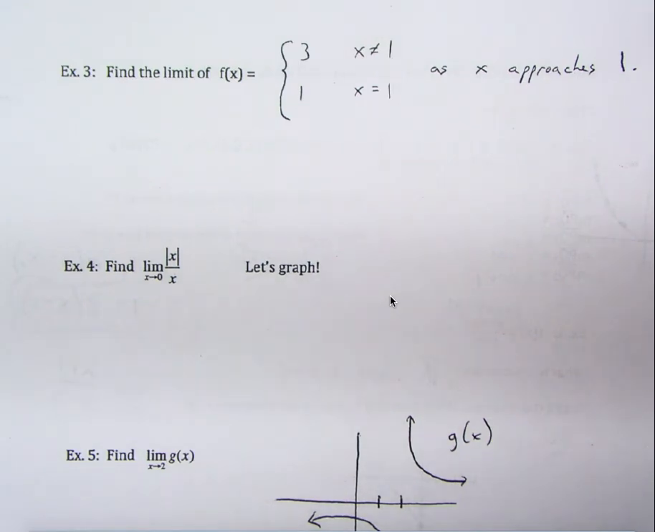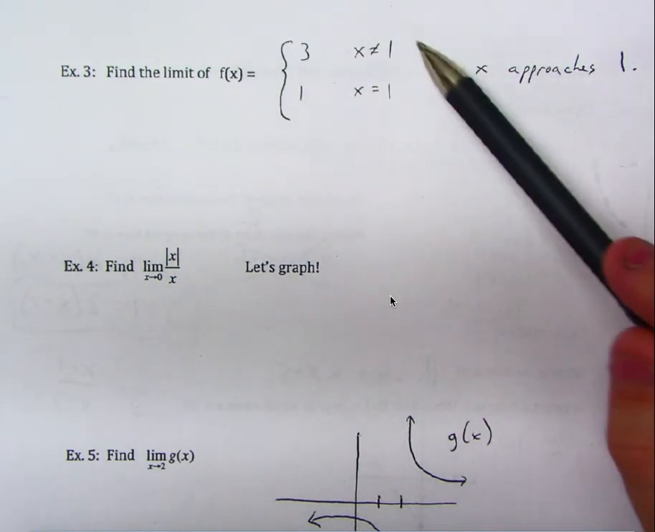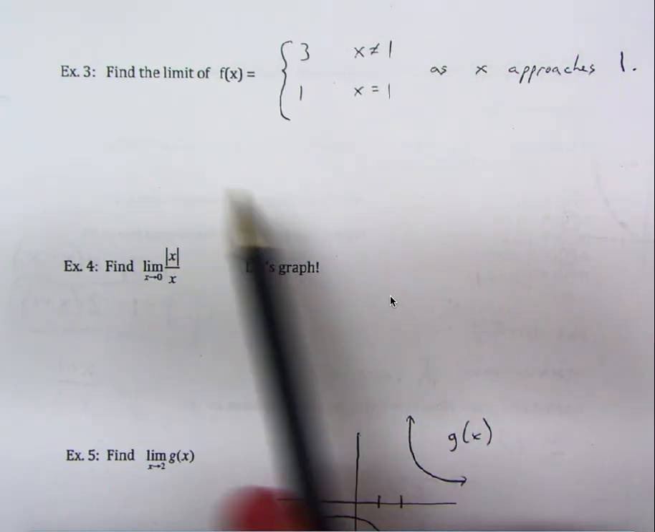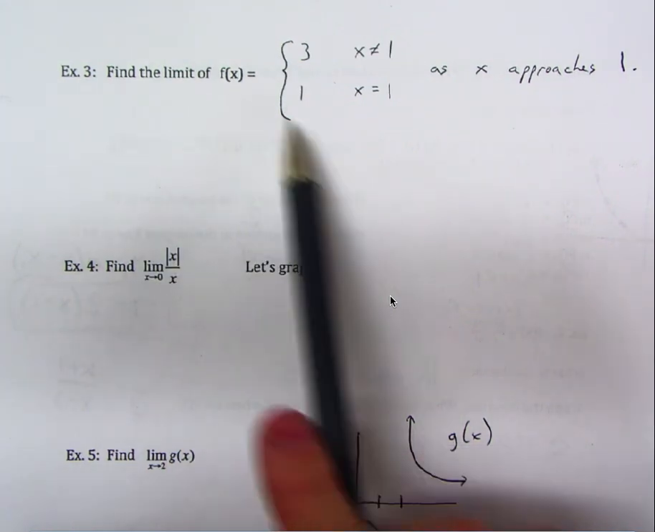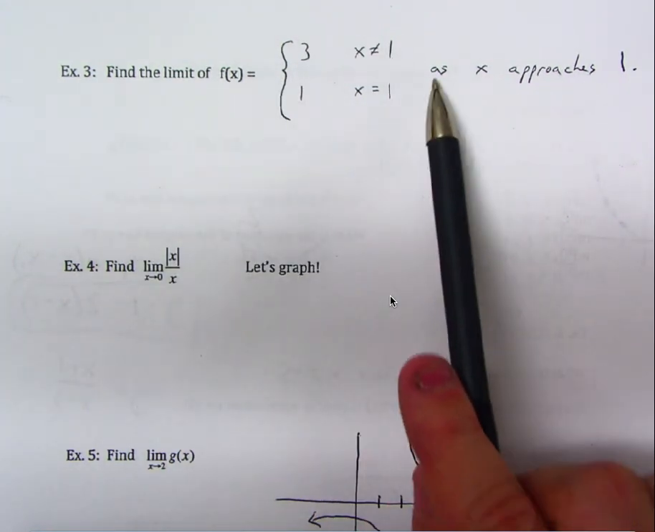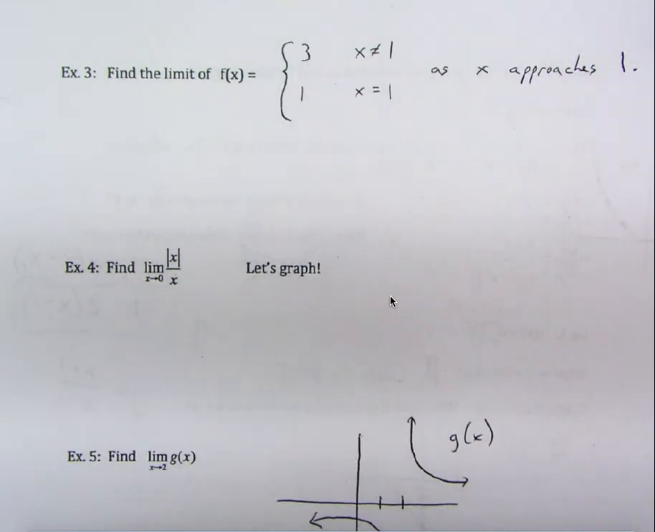All right, find the limit of this function. Oh, we have a lovely piecewise function. So I want to find the limit of this piecewise function as x approaches 1. All right, I want to know the limit as x approaches 1. So I said option 1 is create a table. You can make a table and analyze the table. Option 2 is to sketch a graph. Sketch a graph and see what happens.